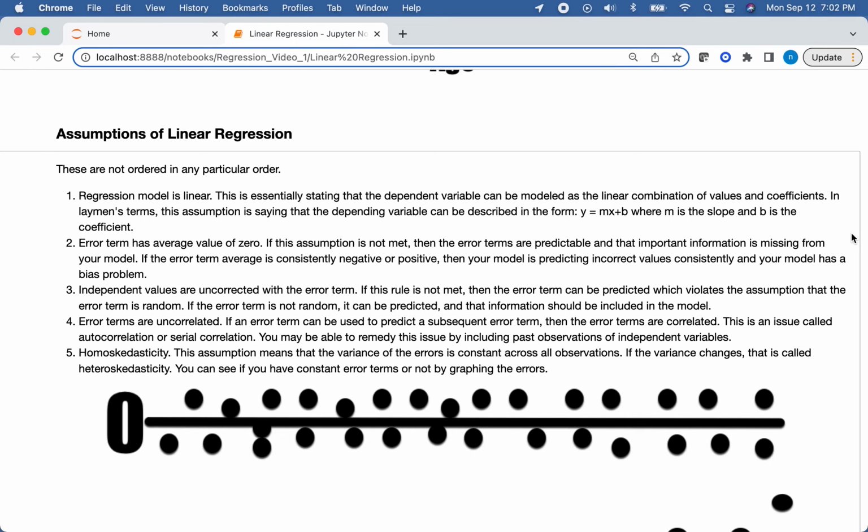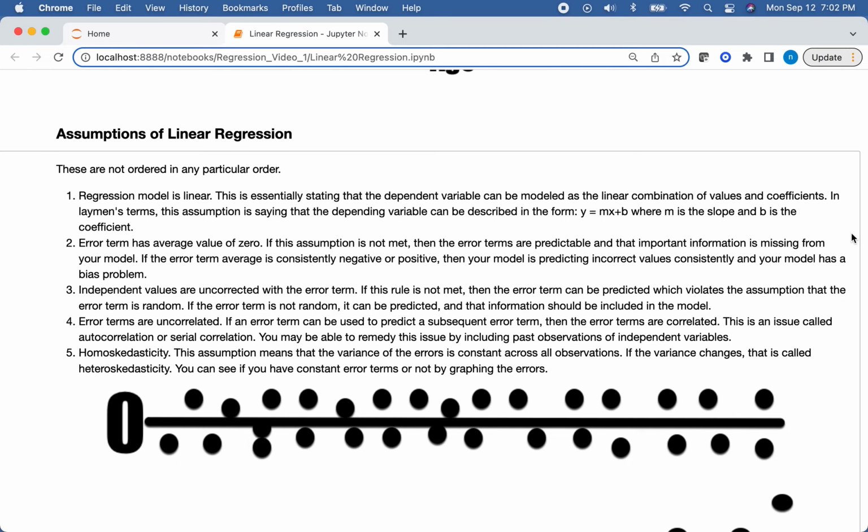The second assumption is that your error terms have an average value of 0. If this assumption is not met, then the error terms are predictable, and that is important information that's missing from your model. If the error term is consistently negative or positive, then your model is consistently predicting incorrect values, and that means your model has a bias problem. The error terms in your model, on average, should be 0.